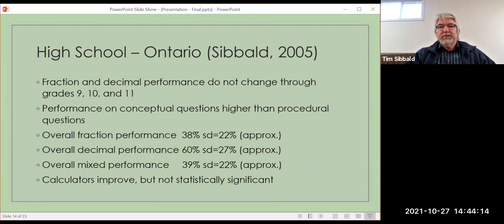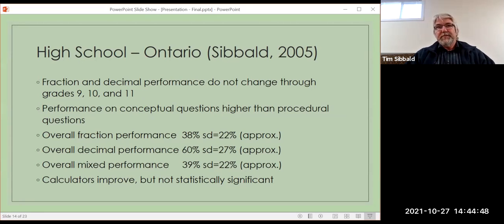In my own research at the master's level, I looked at grades 9, 10, and 11. I built an instrument, 50 questions. It's a very effective instrument. It has very strong validity. What I showed was that for a high school, grades 9, 10, 11, the overall fraction performance was 38% with a standard deviation of 22%.